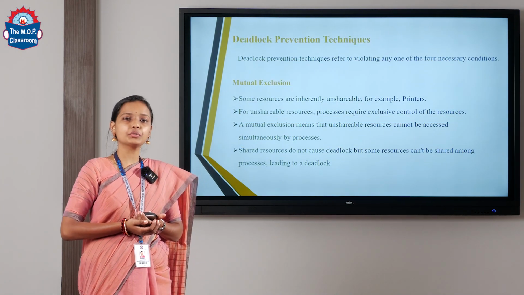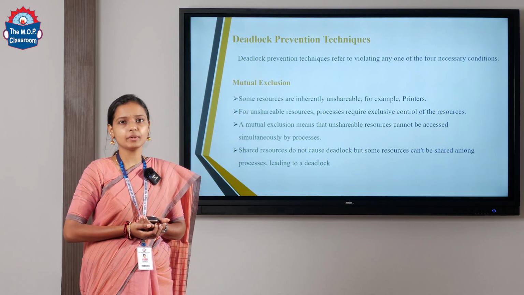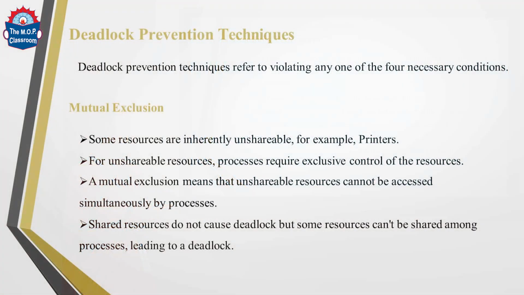So let's look into the deadlock prevention mechanism in brief. The deadlock prevention techniques refer to violating any one of the 4 necessary conditions. By violating or eliminating any one of the 4 conditions, we can prevent the system from entering into a deadlock state. So let's see the various approaches in which we can violate the conditions.